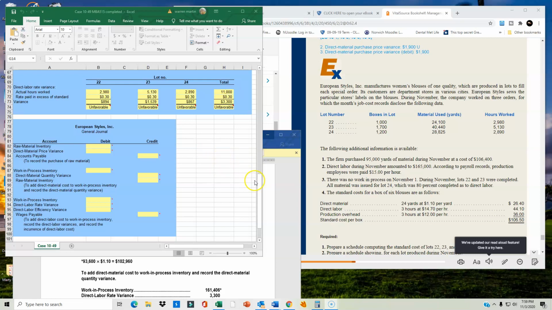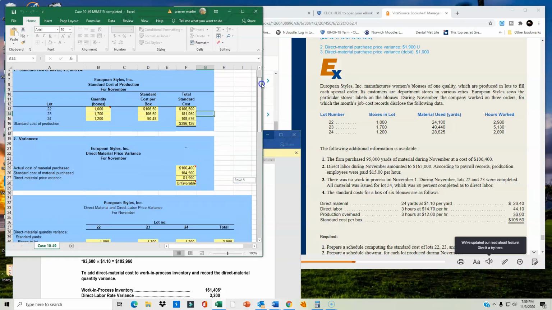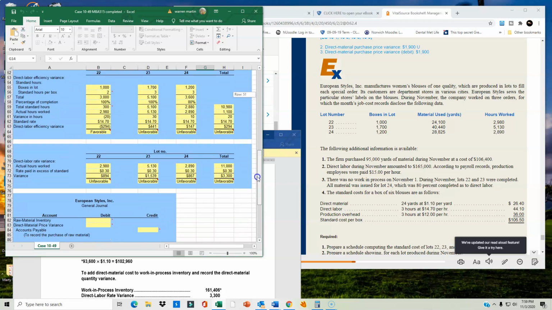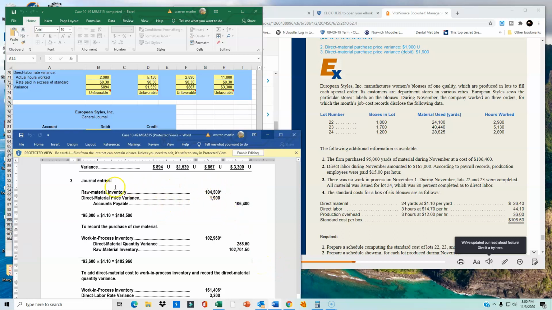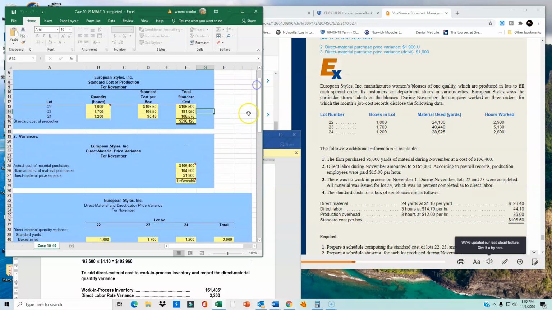Earlier we were up, let me get back up there. Okay, remember we had these numbers here. And what we're going to do is come back down here. Let me show you this cheat sheet so it may make a little more sense. So the raw inventory material, that's 104,500. And we get that right here, up in part 2. Standard cost of material purchased was 104,500.